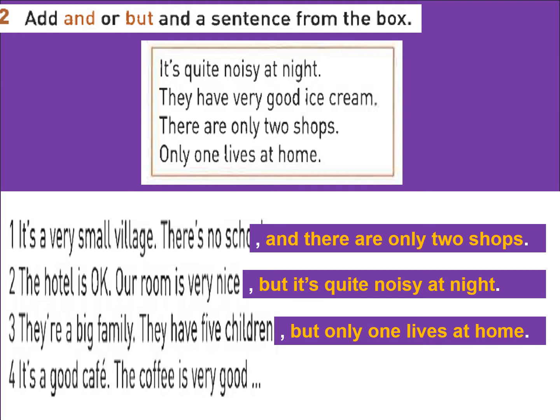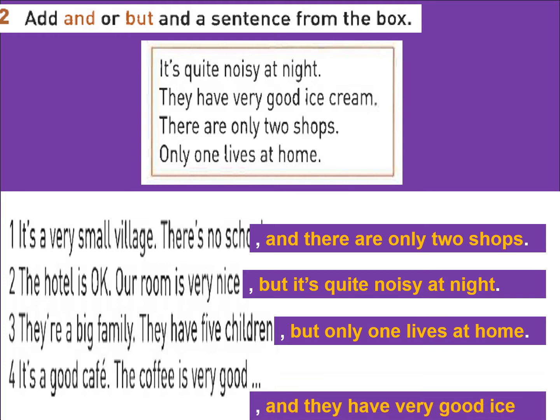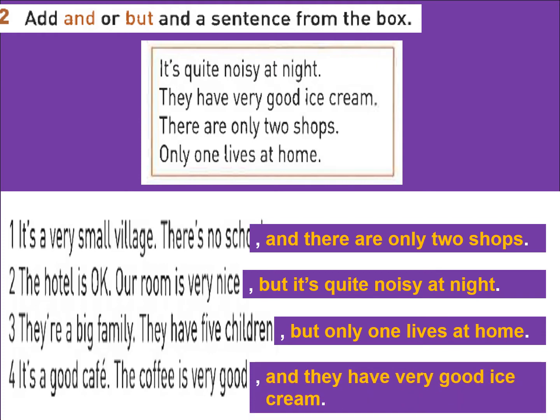Number 4. It's a good cafe. The coffee is very good. That's a good thing. They have very good ice cream. That's also a good thing. So we join it with and. It's a good cafe, the coffee is very good, and they have very good ice cream.